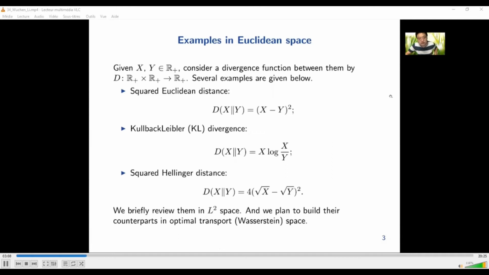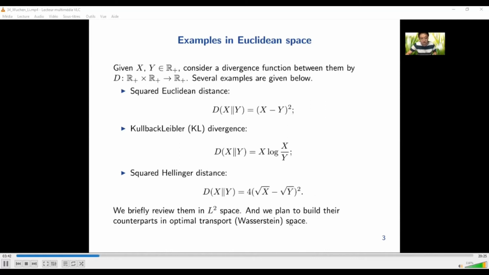One way is to just take the difference of them and square it. This is called the squared Euclidean distance. Or you can consider the so-called Kullback-Leibler divergence, which means you take x log x over y. Or you can consider the squared Hellinger distance, which means you take the square root of x minus the square root of y, squared, times 4. Later on, we will build each of them into the optimal transport space.